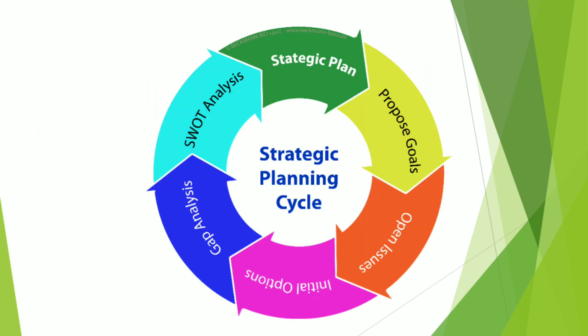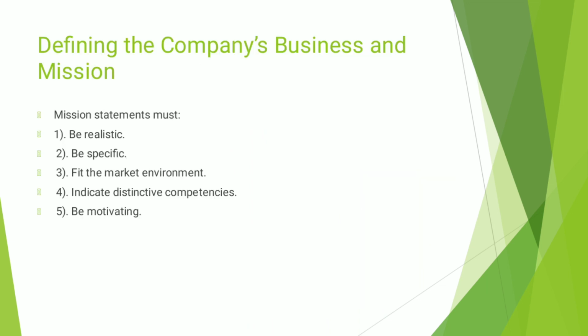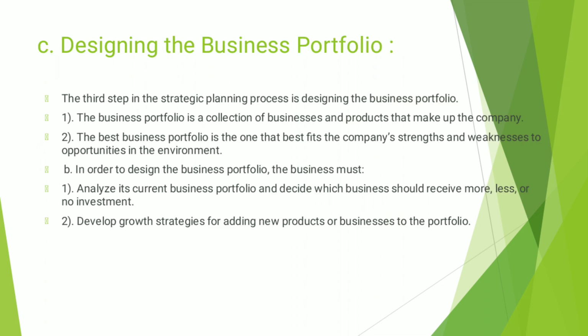Strategic planning cycle: strategic plans, purpose, plan goals, open issues, interior issues, gap analysis, SWOT analysis. Defining the company business and mission: be realistic, be specific, fit in the marketing environment, be distinctive, use competencies, be motivating. Designing the business portfolio.